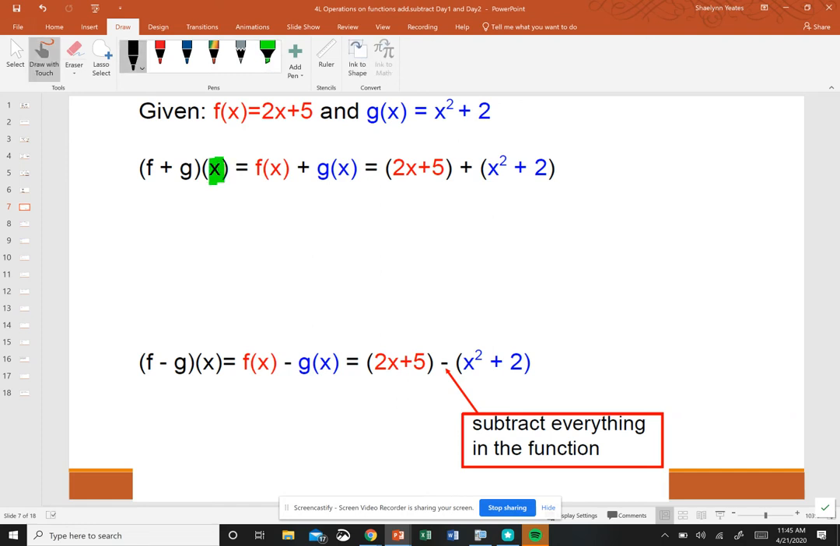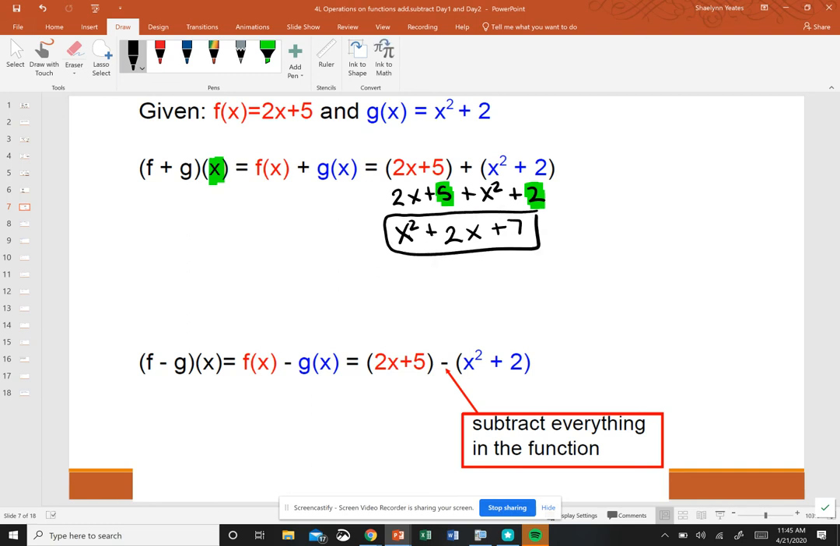So we're just going to add the two functions. So just like we did at the beginning, we're just going to combine like terms. So we've got 2x plus 5 plus x squared plus 2. Now there's no distribution that needs to happen, so I'm just going to rewrite this as 2x plus 5 plus x squared plus 2. Now is there any like terms we can combine? X squared has nothing to combine with it. Neither does x. But what about the 5 and the 2? Yeah, we can combine those. So we have x squared plus 2x plus 7.